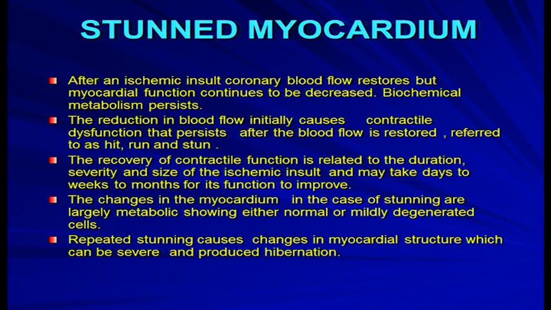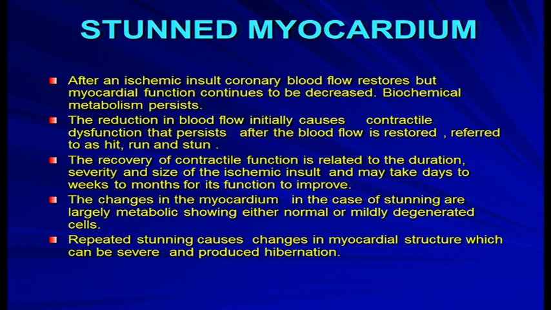So there are 2 subsets. The first is called stunned myocardium. After an ischemic insult, coronary blood flow restores, but myocardial function continues to be decreased. Biochemical metabolism persists. The reduction in blood flow initially causes contractile dysfunction that persists after the blood flow is restored, referred to as hit, run and stun.